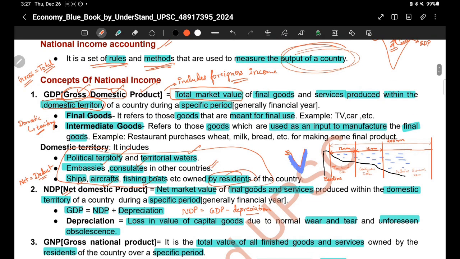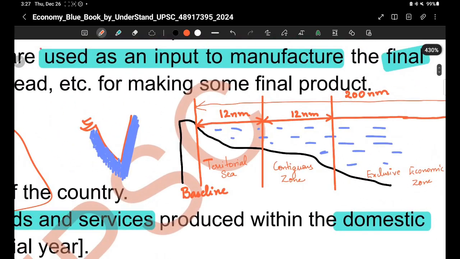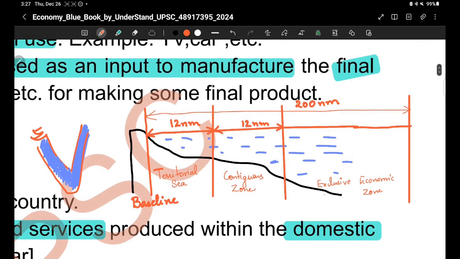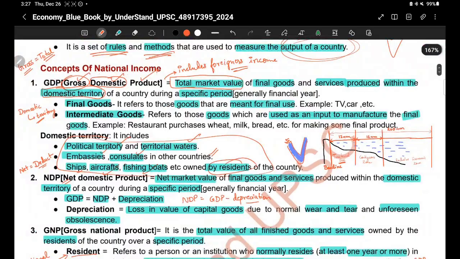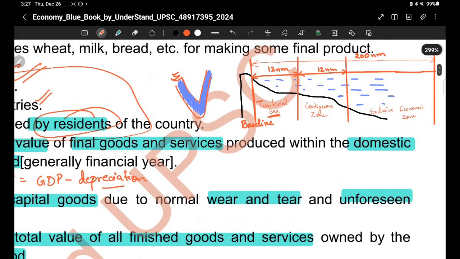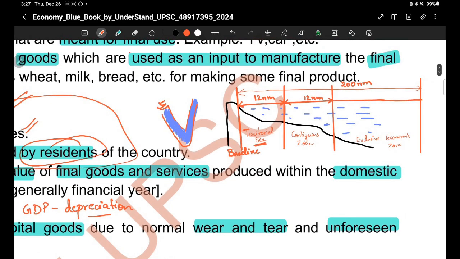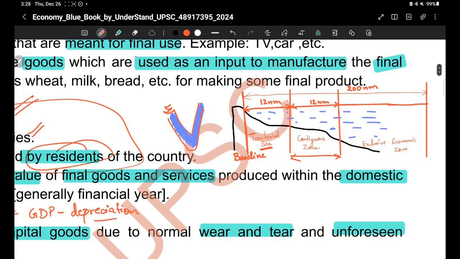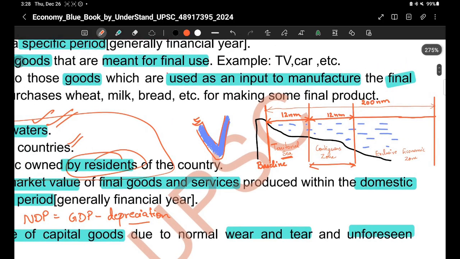Now here I told territorial waters. Now what is this territorial waters? This one I just made here, this is that blue color highlighted. This is territorial waters. It's like this. This is the continental shelf, and this is the baseline. From the baseline, if you drag 12 nautical miles, that would be the territorial sea. Territorial sea, territorial waters. So till 12 nautical miles, whatever production is happening, that is part of the GDP. After 12 nautical miles, there is contiguous zone, another 12 nautical miles from here to here. Then comes exclusive economic zone, that is from the baseline 200 nautical miles. This is how the seas are divided.